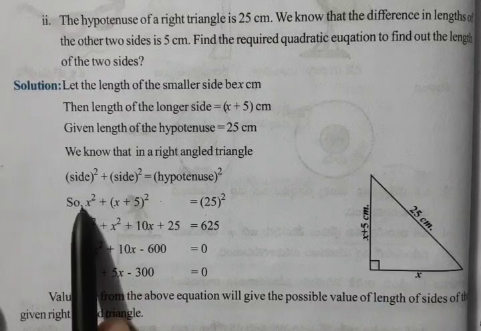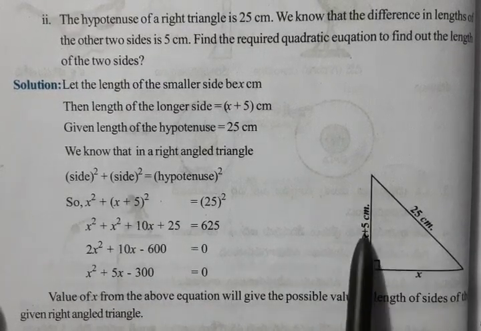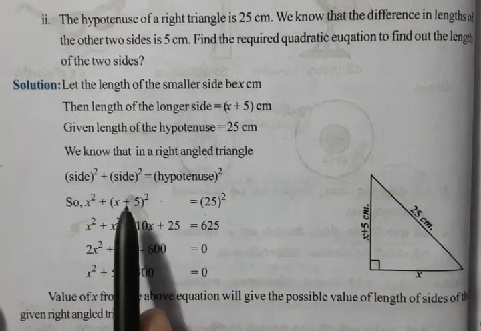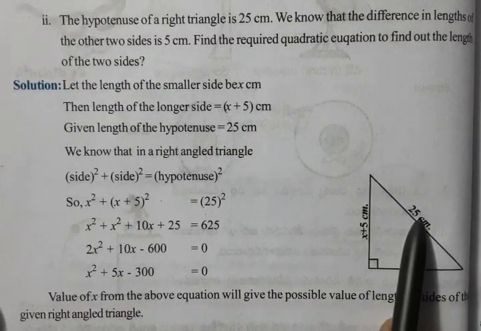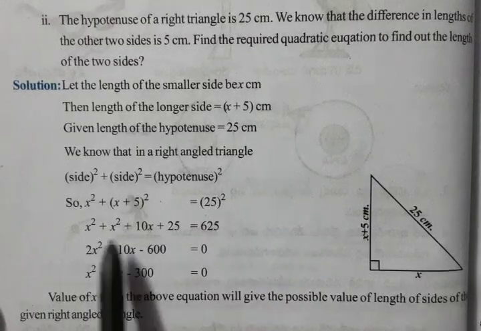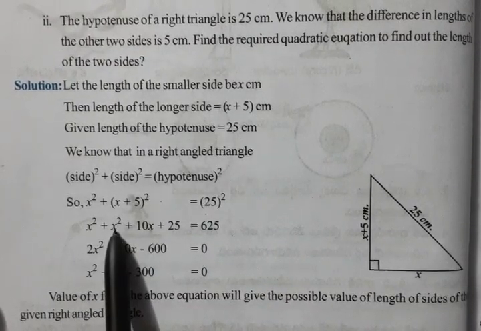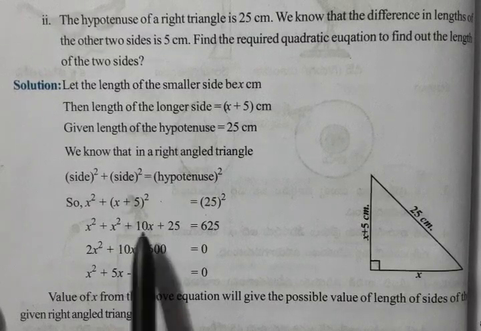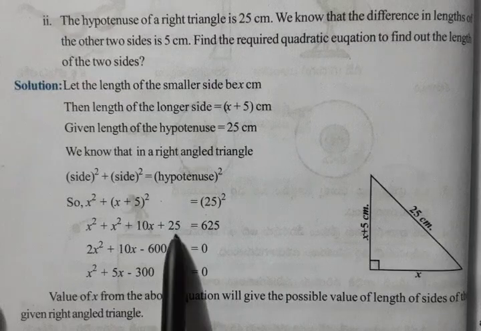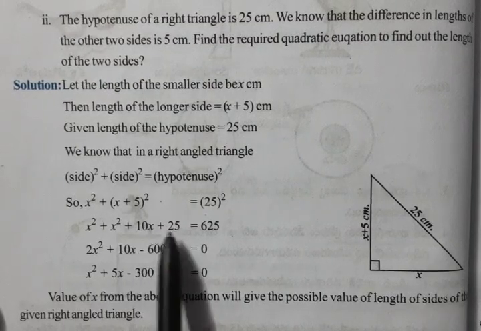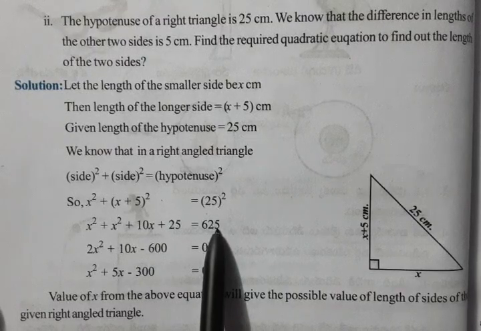Substitute the one side x in the formula: x square, and the other side is x plus 5, x plus 5 whole square, is equal to the hypotenuse square, 25 square. So x square plus x plus 5 whole square means x square plus 2ab, 2 into 5 into x, 10x, plus 5 square, equal to 25 square. a square plus 2ab plus b square, and 25 square equal to 625.